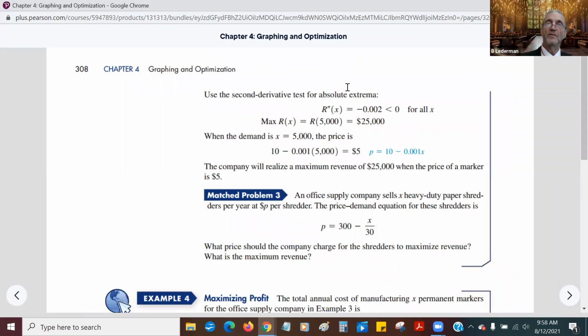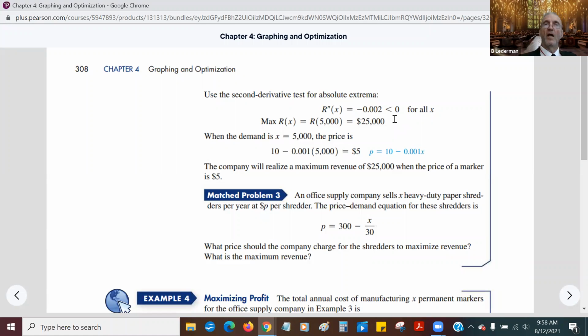But the second derivative test: if we plug 5,000 into the second derivative, we get a negative number, because the second derivative is just a constant. So no matter what I plug in for x, I just have this constant. So this is concave up the whole way, and therefore 5,000 is the minimum. I'm sorry, this is concave down the whole way. So 5,000 is a maximum.